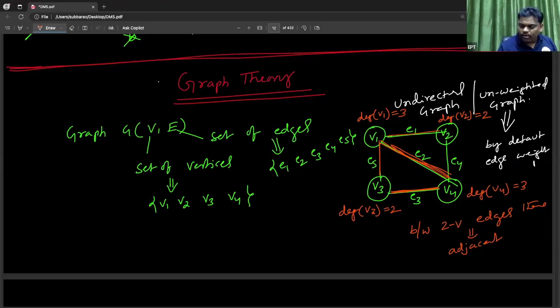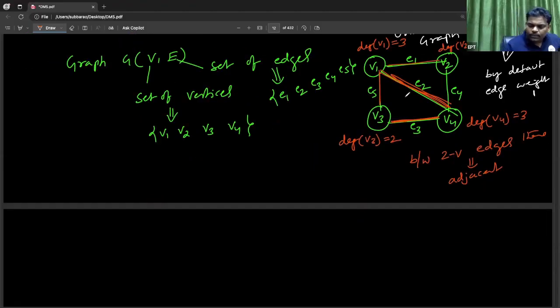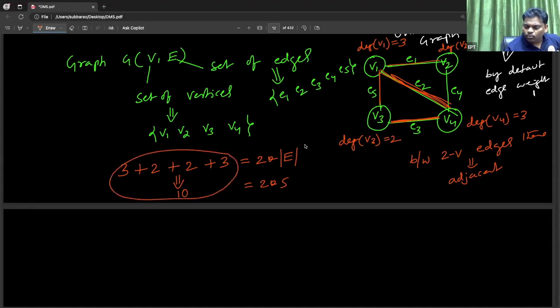Now listen everyone. Degree of V1 is 3. Degree of V2, 2. Degree of V3, 2. Degree of V4, 3. Can you count the total? 3 plus 2, 5. 5 plus 2, 7. 7 plus 3, 10. This total sum is 10. If you want, you can check. This is equal to 2 into the number of edges. Number of edges, how many? 2 into 5. So remember, sum of degrees is equal to 2 into E.